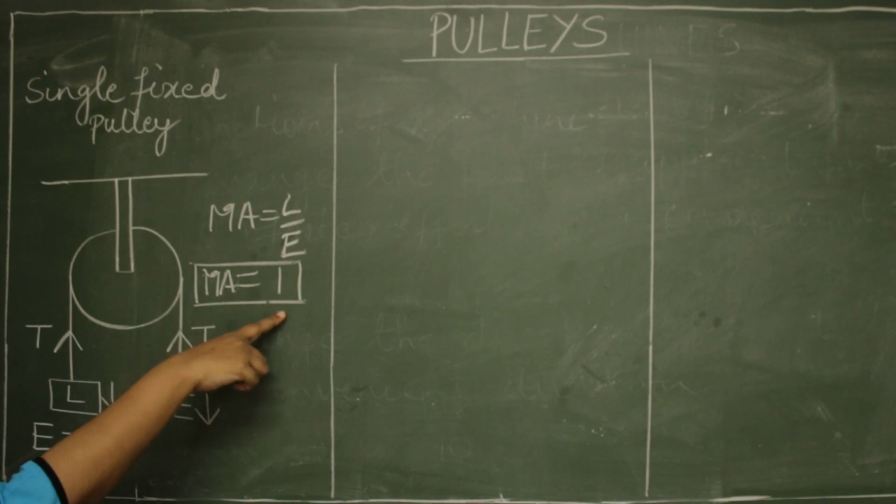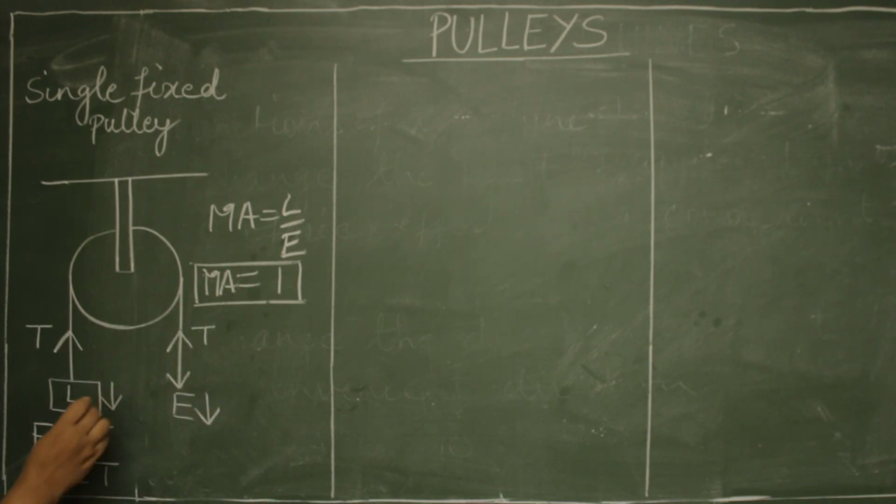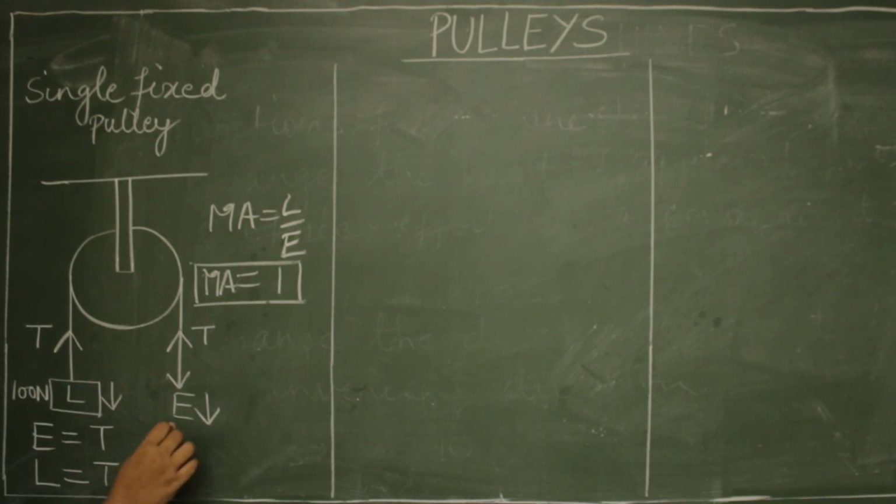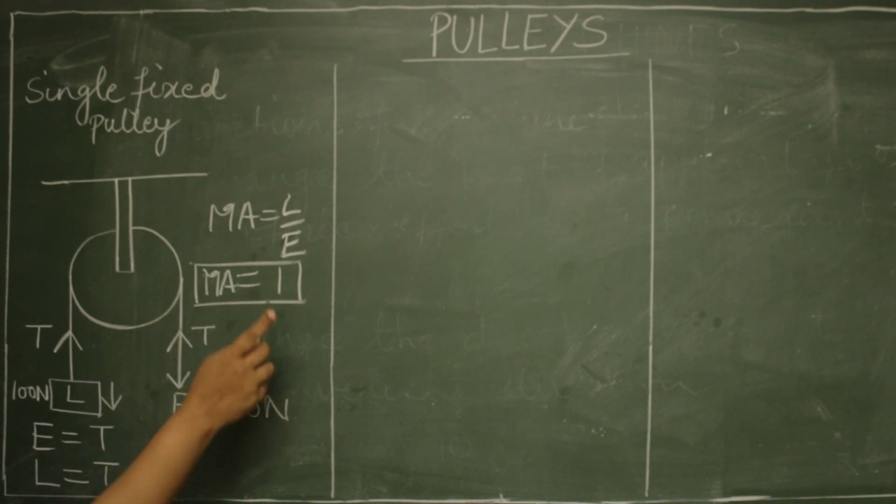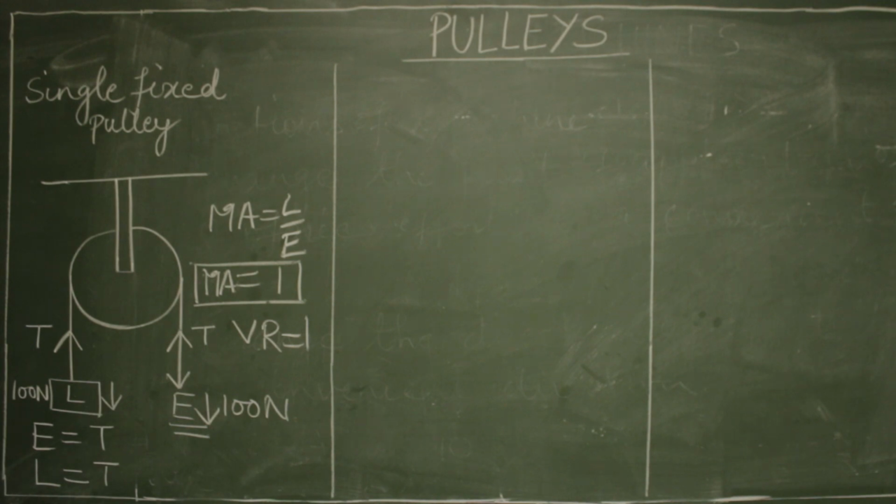Mechanical advantage 1 here means, therefore, we can say that if the value of load is 100 Newton, if I assume that a 100 Newton load is to be lifted by using a single fixed pulley, that means the amount of effort that I am supposed to apply will also be equal to 100 Newton under the ideal situation when there are no losses taking place. Mechanical advantage 1 also means that velocity ratio is also equal to 1. No gain in speed, no gain in force.